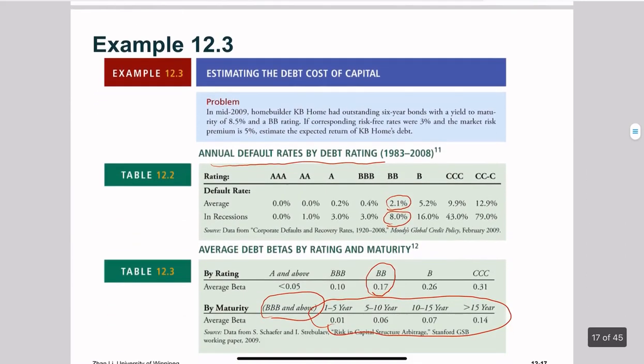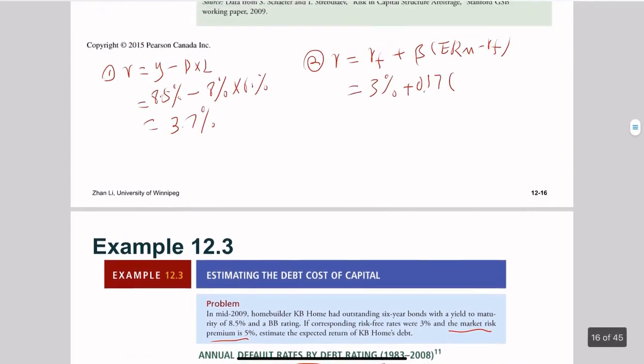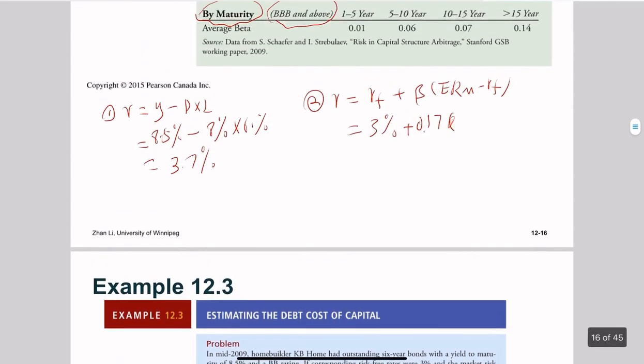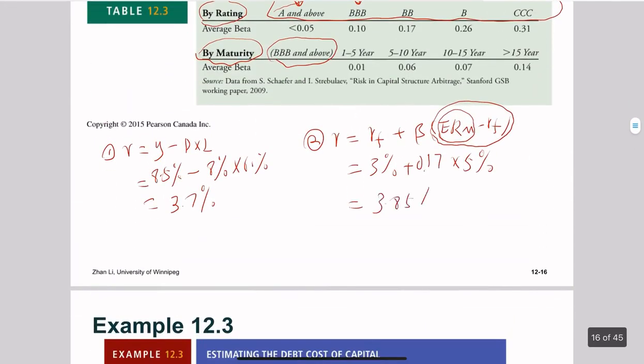expected return of the market, which is, let's see the problem. So the problem says the market risk premium is 5%. So I have to remind you that market risk premium refers to this whole thing, this difference, right? And expected market return refers to this guy, right? So you have to be careful. And times 5%. This gives us 3.85. So you can see that using two methods, we roughly get the same answer here.